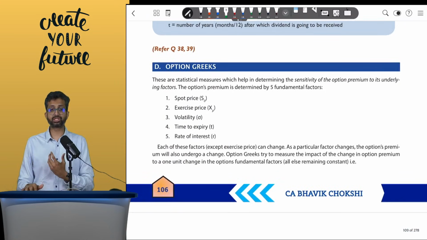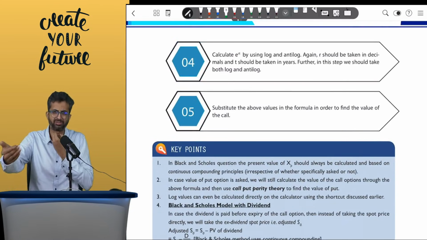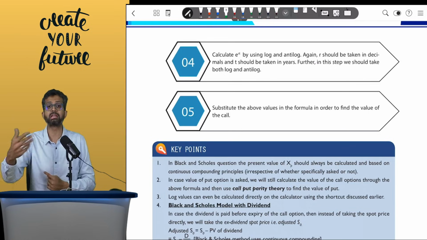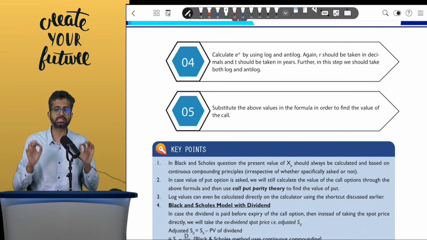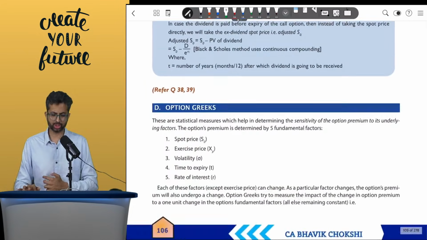In case a dividend is given in Black-Scholes or in binomial, you will try to find the present value of the dividend and deduct it from the spot price, and do the valuation based on the ex-dividend spot price. Then you have the option Greeks.